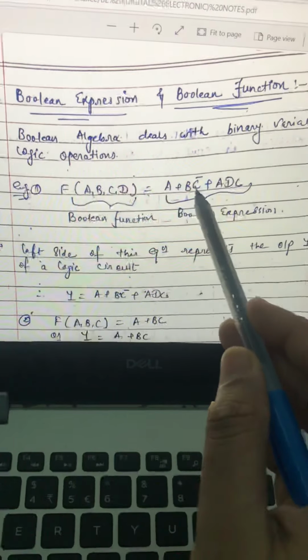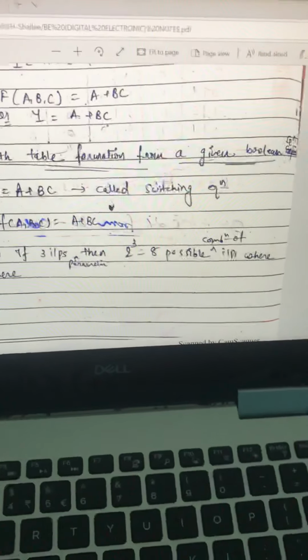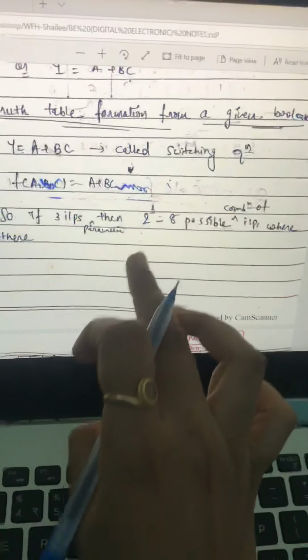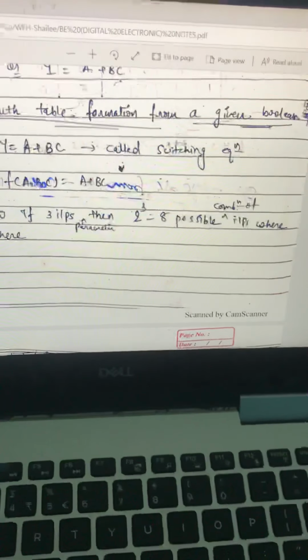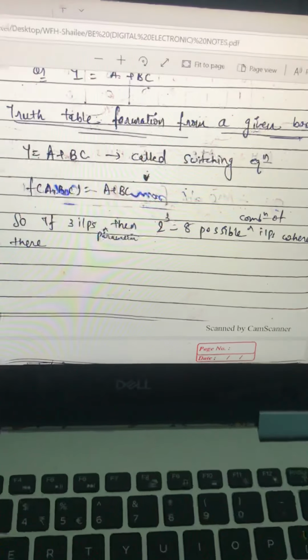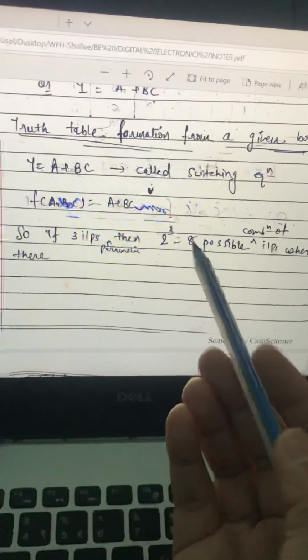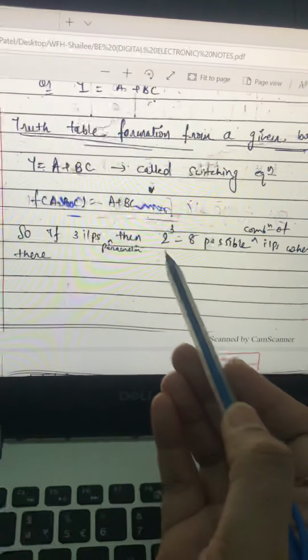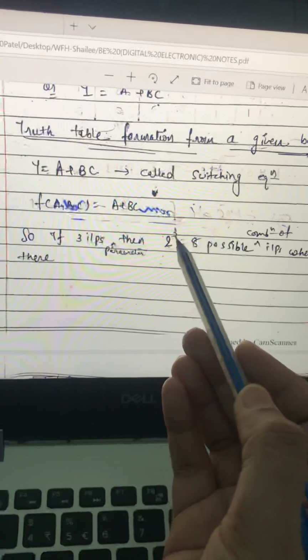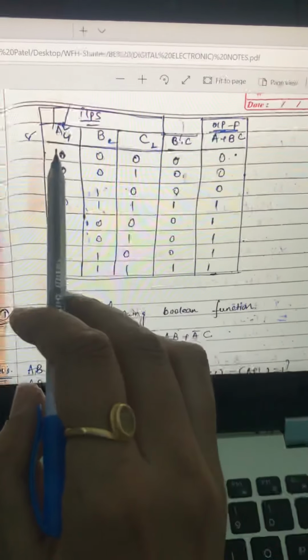Then the second point is how to make a truth table from the Boolean equation. Y is equal to A plus BC is given. So let's try to understand how many variables there are. A, B and C. So a total of 3 variables. 2 raised to 3 means 8 possibilities, because it's binary combinations and 3 inputs. So there will be 8 possible outcomes. How to write the 8 possible outcomes on the basis of the 4 2 1 system, which we learned already in the binary number system, right?